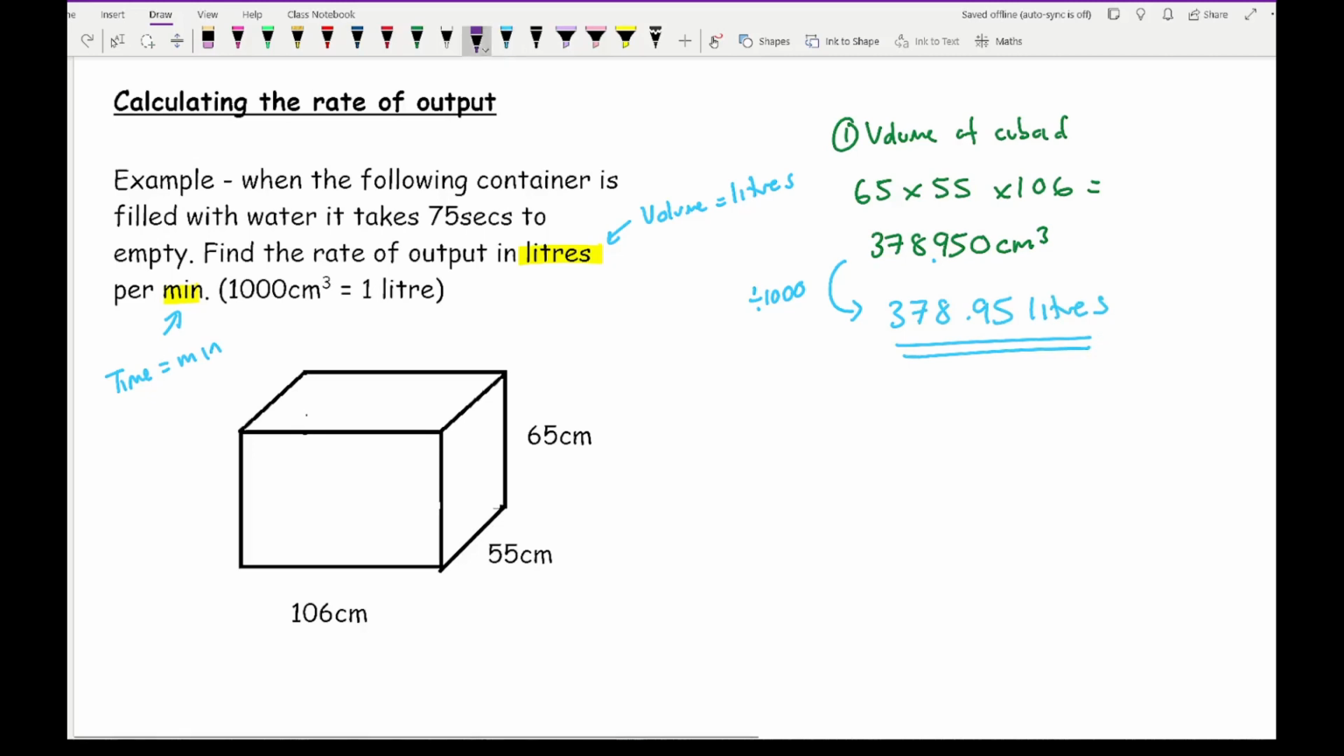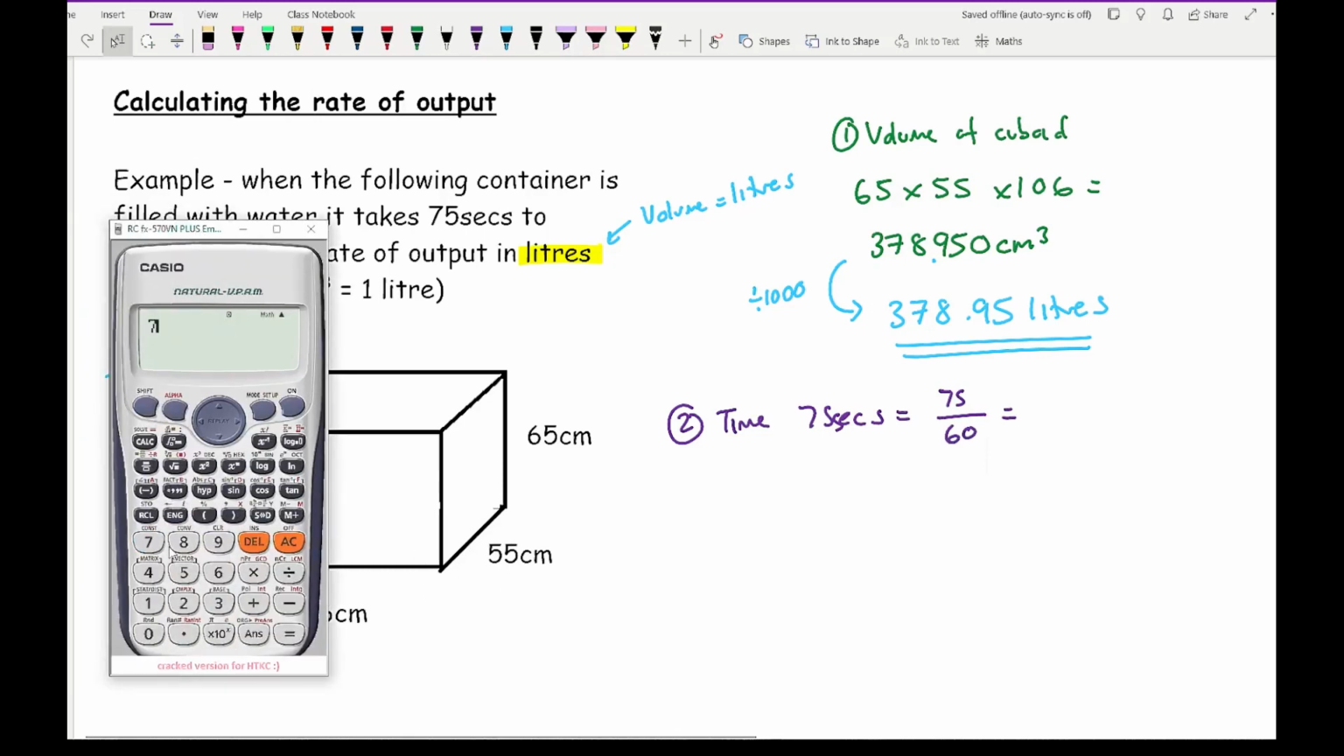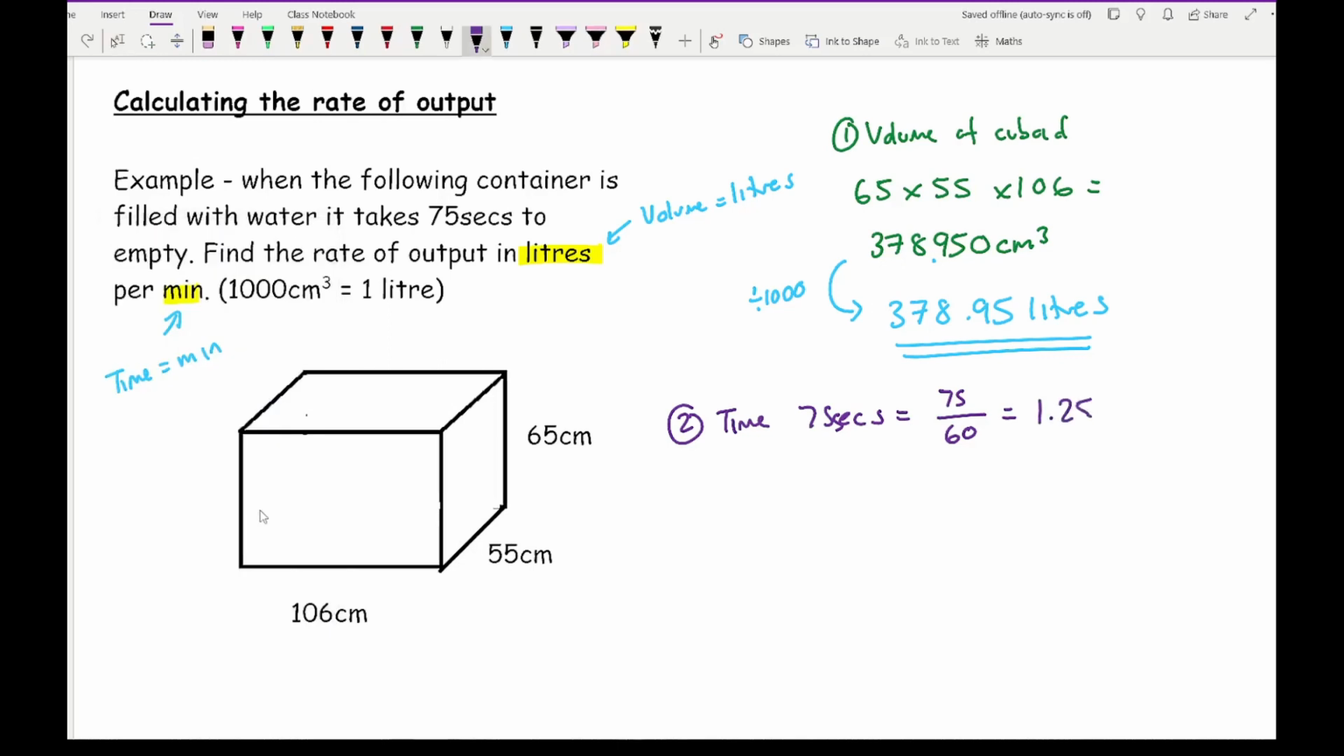The next thing I then need to do is look at the time. So 75 seconds is going to be 75 divided by 60, because there's 60 seconds in a minute. And if I type that into my calculator, 75 divided by 60 equals 5/4, which as a decimal is 1.25. So it's 1.25 minutes.